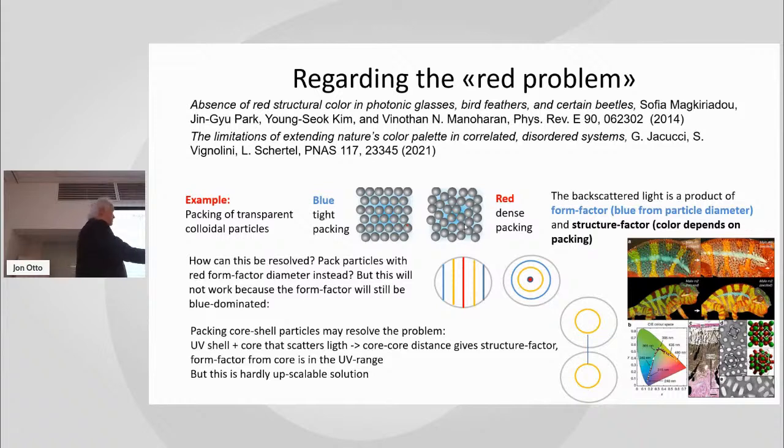In effect, this is how the chameleon works. Because the chameleon is an exception in nature. It has red color. For most birds that are red, the red color comes from pigments. The blue color comes from structural coloration. So this is called the red problem in structural coloration.